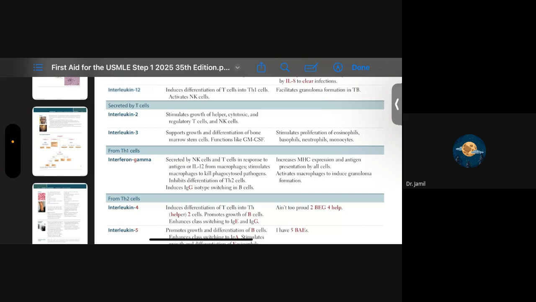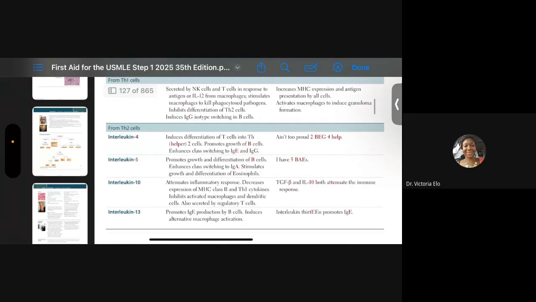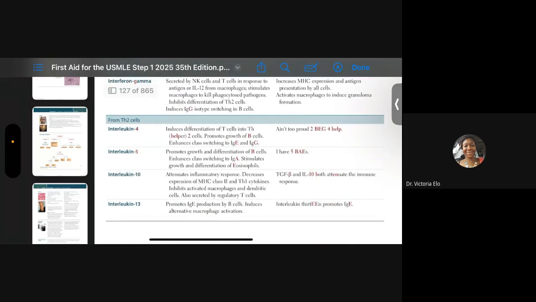One of your UWorld MCQs, for example: if you do not have the interleukin 12 receptor, what is going to be the treatment option for those individuals? Yes, supplement interferon gamma. Just give them interferon gamma, because interleukin 12 in the end is going to give you interferon gamma.